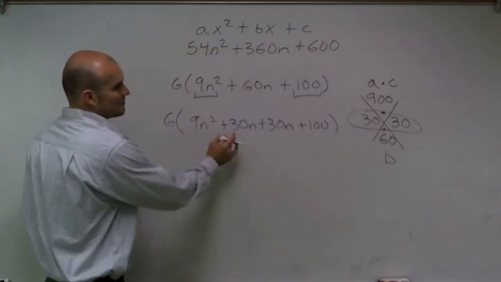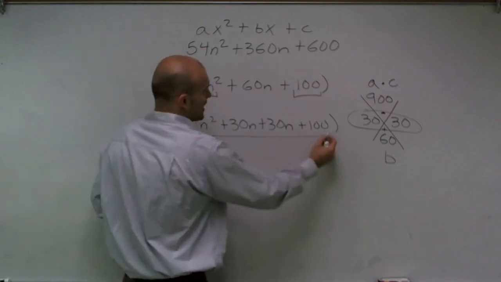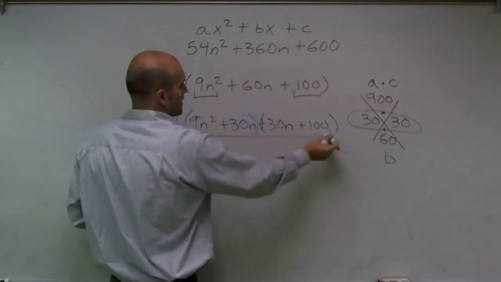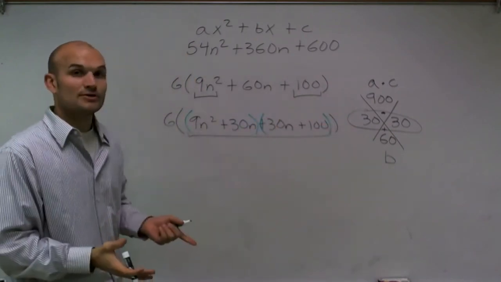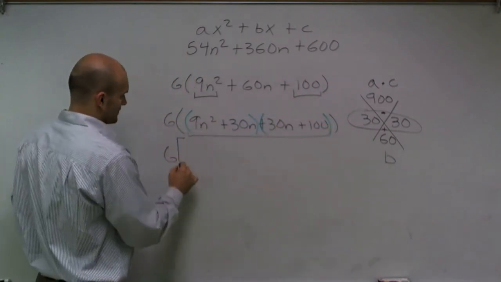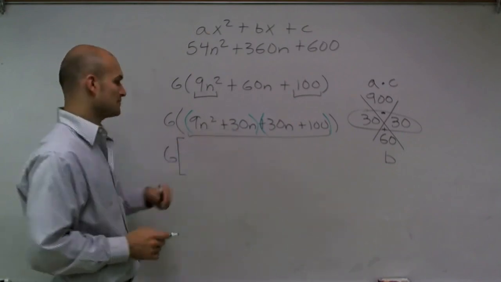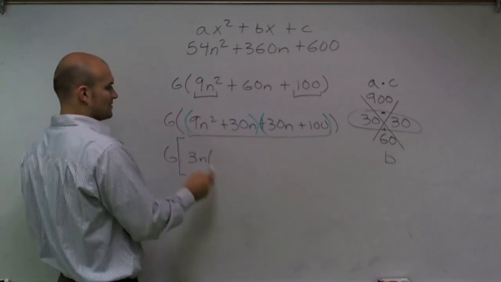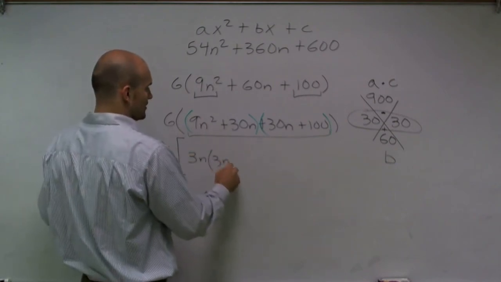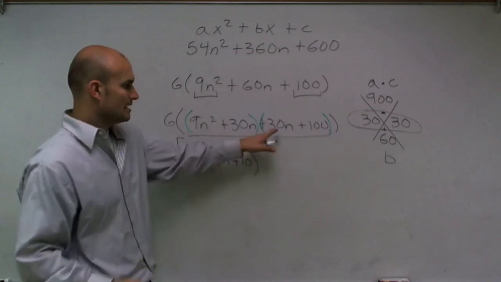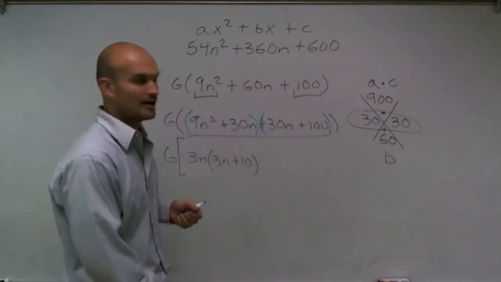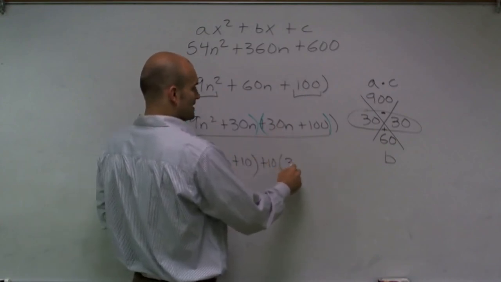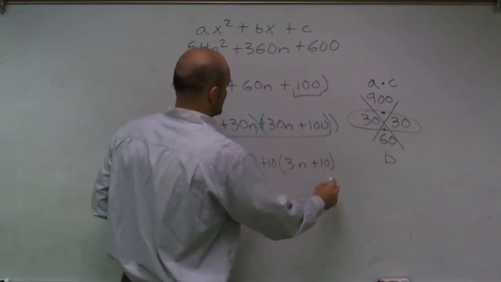Now what I'm going to do is factor all of this inside here. I'm going to factor by grouping. So I'm going to group the first two terms and then group the last two terms. Now from here I'm going to factor out what I can for my first two terms. So here I can factor out a 3n. When I factor out a 3n, I'm left with 3n plus 10. Here, what can I factor out? Well, I can factor out a positive 10. And then what I'm left with is, again, a 3n plus 10.